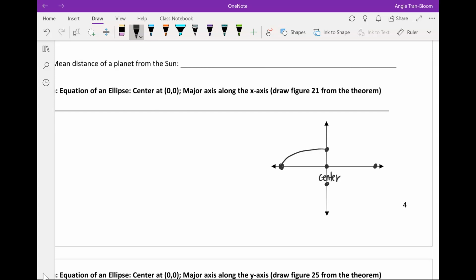As long as it's more like that. So that's your major axis. You have 2 vertices. Vertex 1 over here. Vertex 2 over here. Those are vertices. You have 2 foci as well. Okay. This is focus 1. This is focus 2. And no, these are totally not drawn to scale.